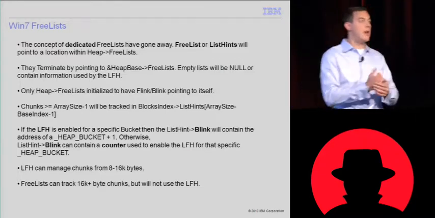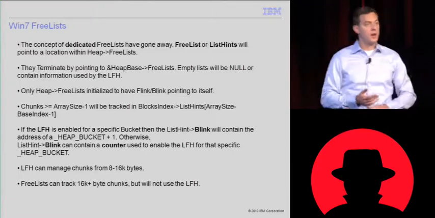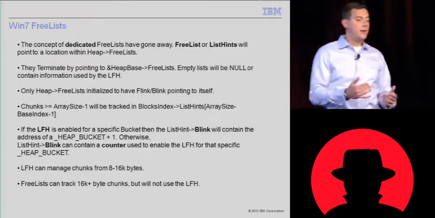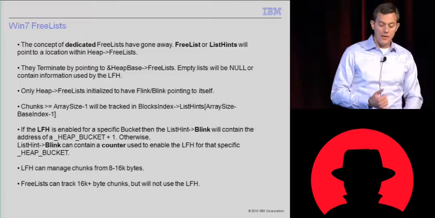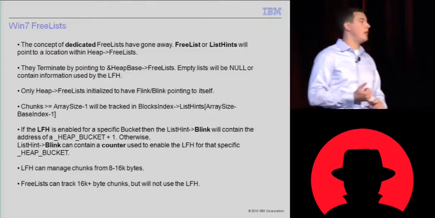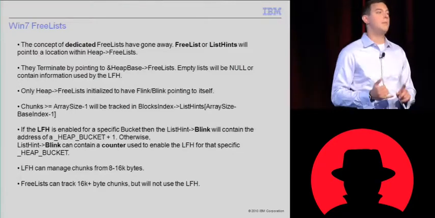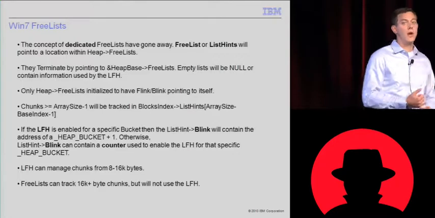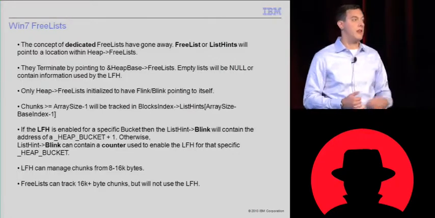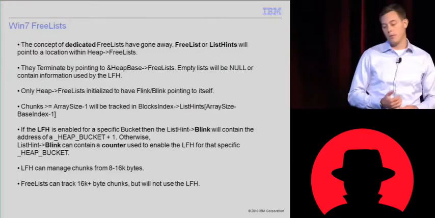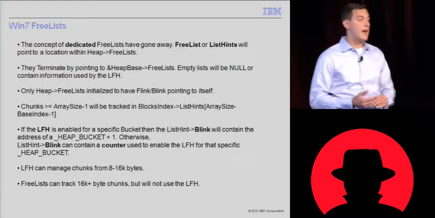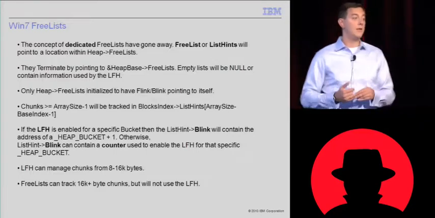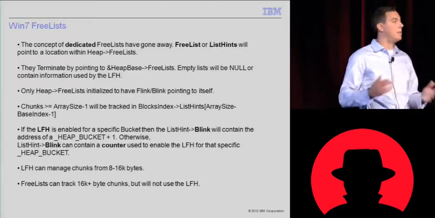In the Sentinel nodes, in that blocks index, the list hint structure that I was talking about, these do contain lists for a certain size. But in the backlink, if a low fragmentation heap isn't in use for it, it's going to keep a counter. And that counter is going to be used to actually enable the low fragmentation heap after it's reached a certain threshold. If it doesn't contain a counter, it's going to contain a heap bucket. And it's the address of a heap bucket +1.